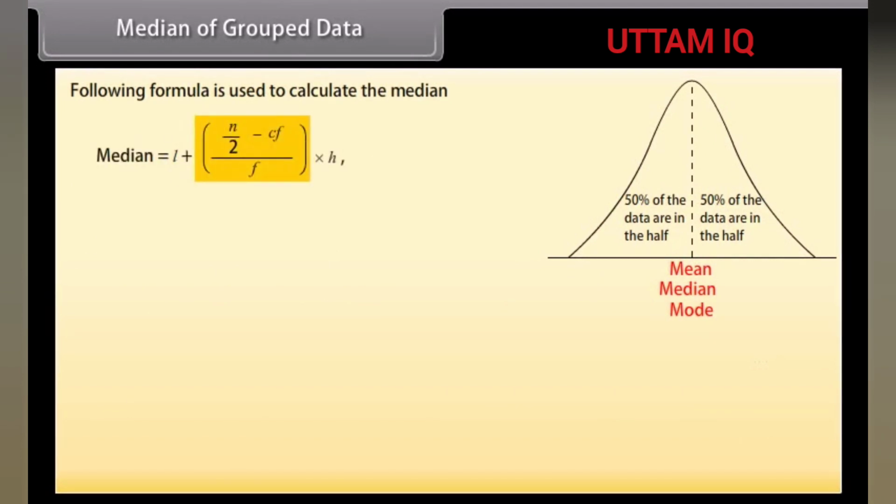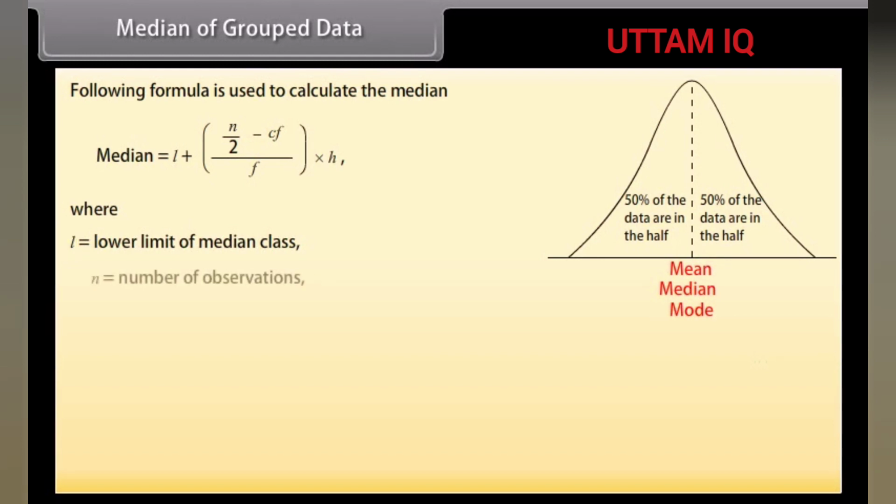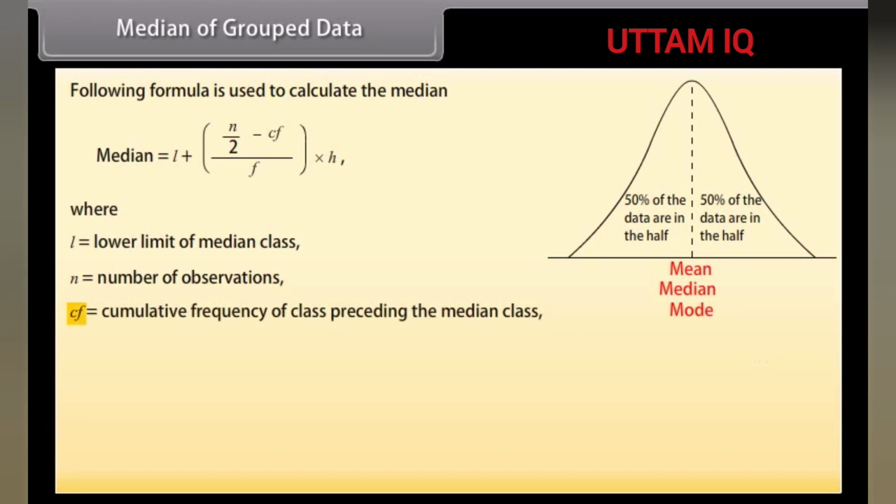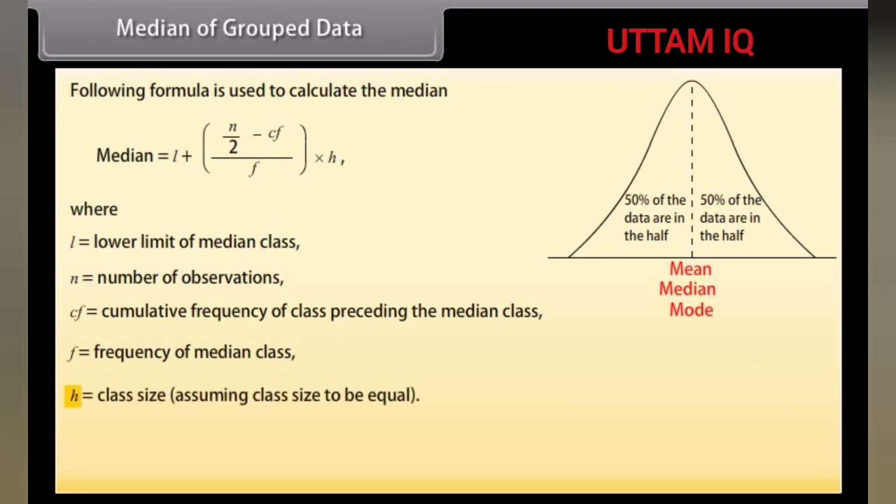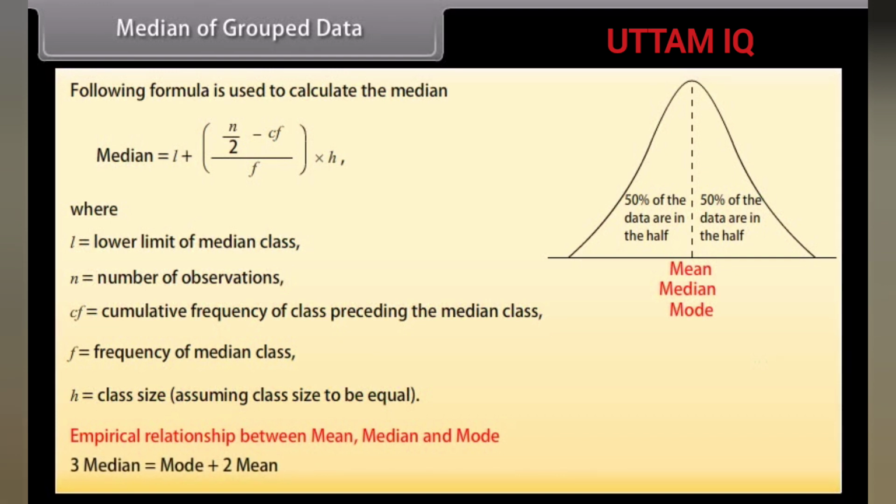Median = L plus ((n by 2 minus CF) divided by f) multiplied by h, where L is equal to the lower limit of the median class, n equals number of observations, CF equals cumulative frequency of the class preceding the median class, f equals frequency of the median class, h equals class size, assuming class size to be equal. Empirical relationship between mean, median and mode: 3 median is equal to mode plus 2 mean.